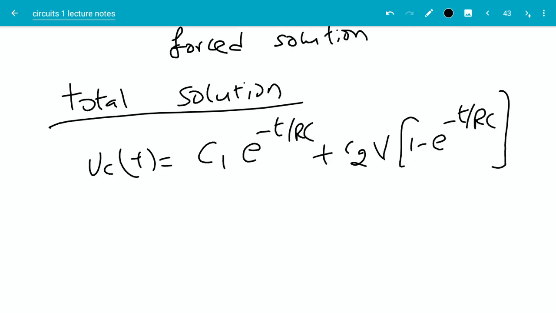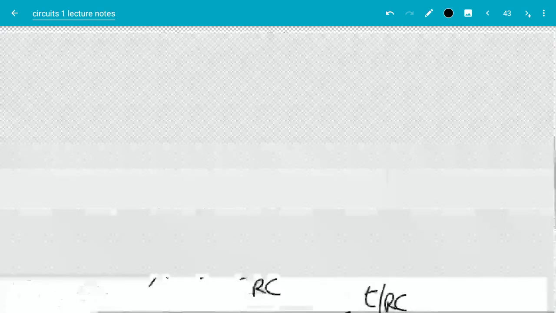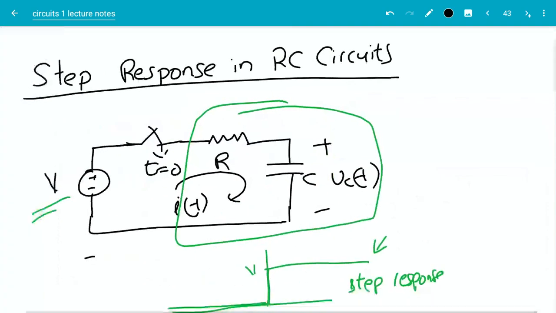So if you look at the circuit all the way at the top, before the switch is closed at time t equal to 0, that means for negative times, the voltage across the capacitor is 0 because there is no charge on it. Now, as soon as the switch is closed, the voltage across the capacitor continues to be 0, right?